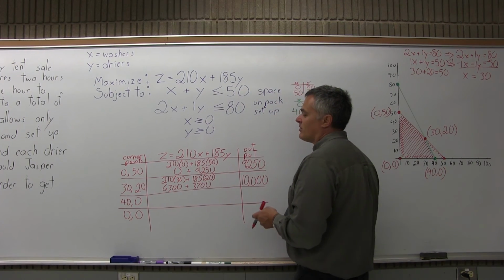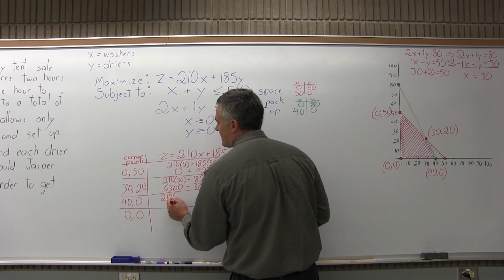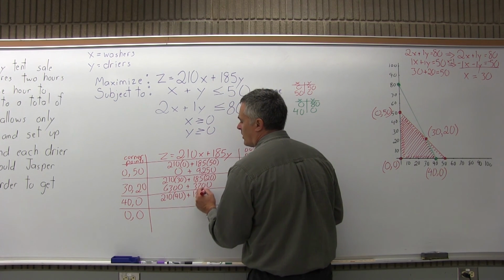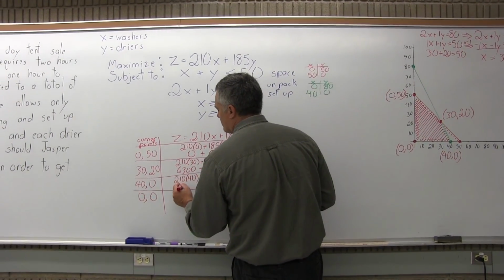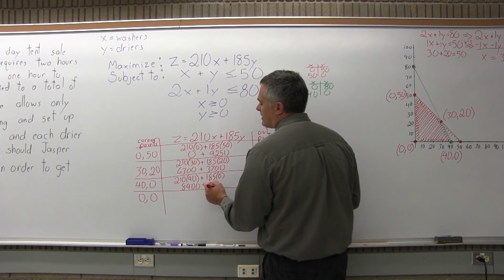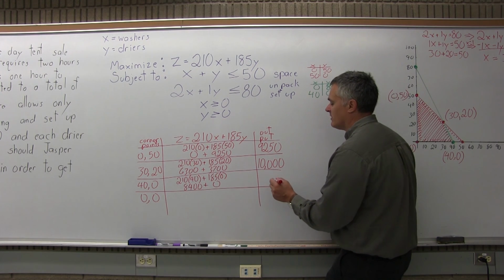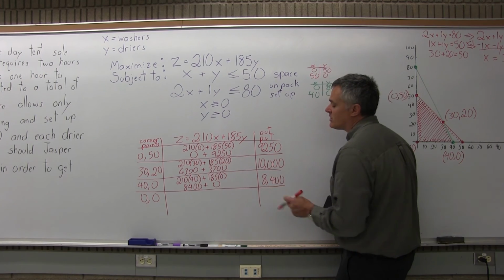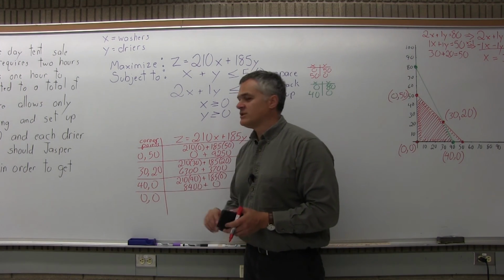The next corner point, 40, 0, is 210x becomes 210 times 40, and 185 times y becomes 185 times 0. 210 times 40 will be 8,400. 185 times 0 is just 0. So you have 8,400 plus 0 is 8,400. That's not quite as good. So Jasper will have a profit of $8,400 by setting up 40 washers and no dryers.